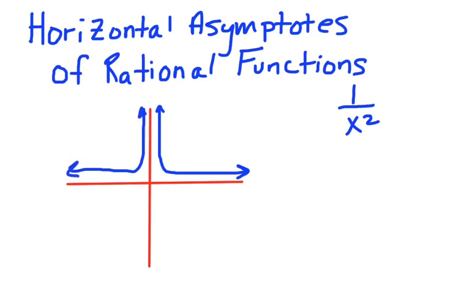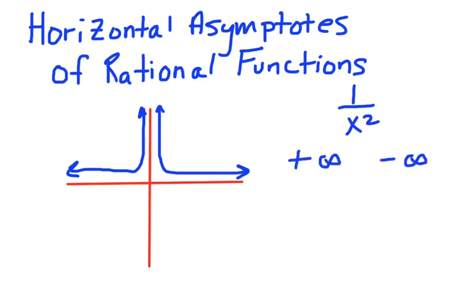So what you'll notice about this is that it has a vertical asymptote and a horizontal asymptote. And the horizontal asymptote is basically an imaginary line that the graph approaches as it goes to positive infinity and negative infinity. So as it approaches plus infinity and negative infinity.